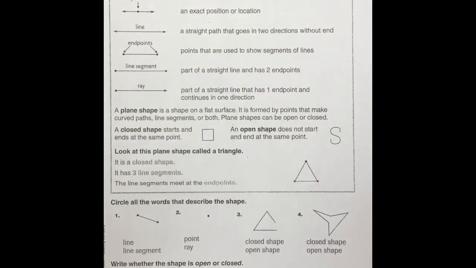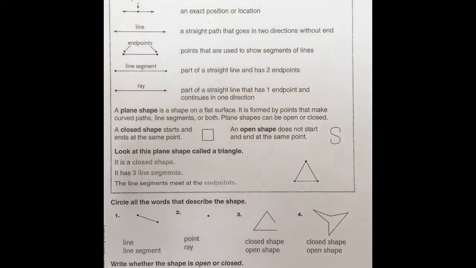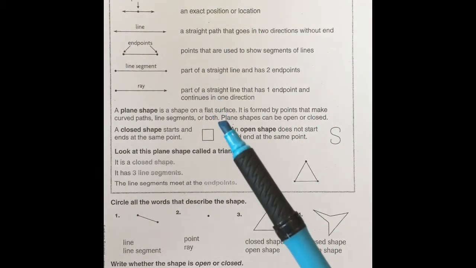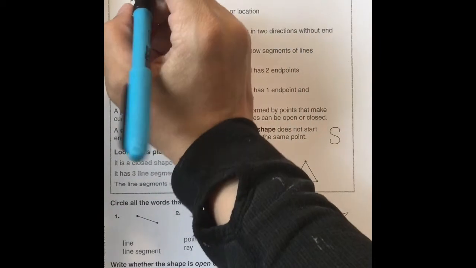Hello, third grade. So you can see top right corner, this is lesson 97, describe plane shapes. Now this box right here has lots of vocabulary words. So to make the vocabulary words stand out, I'm going to use a highlighter. So the first one is point, an exact position or location.